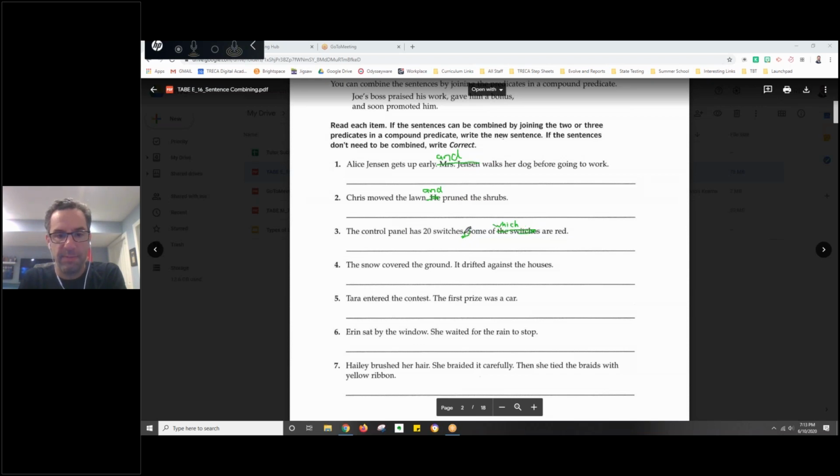I'm not sure if that's the purpose of this worksheet because it doesn't really go over that much in the examples. But my gut says that if we look at the answers, it's going to say it's correct because you probably aren't supposed to combine those. But if you wanted to, I don't see why it still makes sense if you said the control panel has 20 switches, comma, some of which are red.